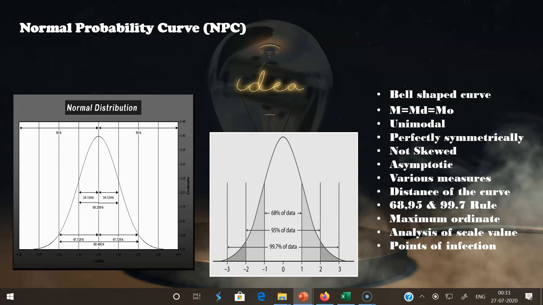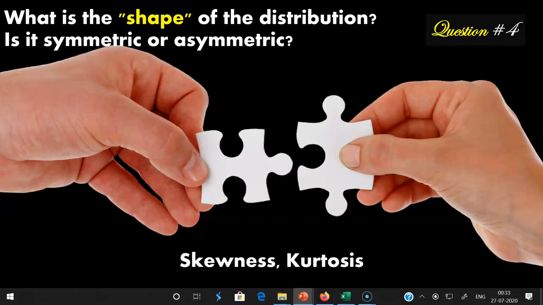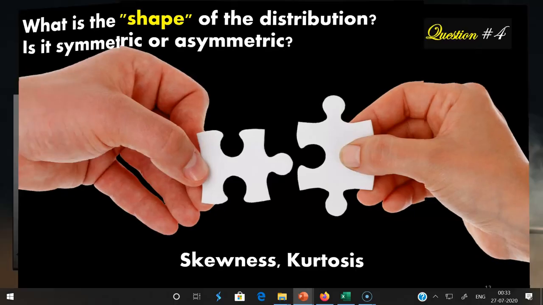Now, for finding the answer to the fourth question, what is the shape, we can think about some asymmetric things also. Normally, the normal probability curve is called a symmetric curve, but if it departs from normality, then we may use the term asymmetrical. Those things we may discuss now.